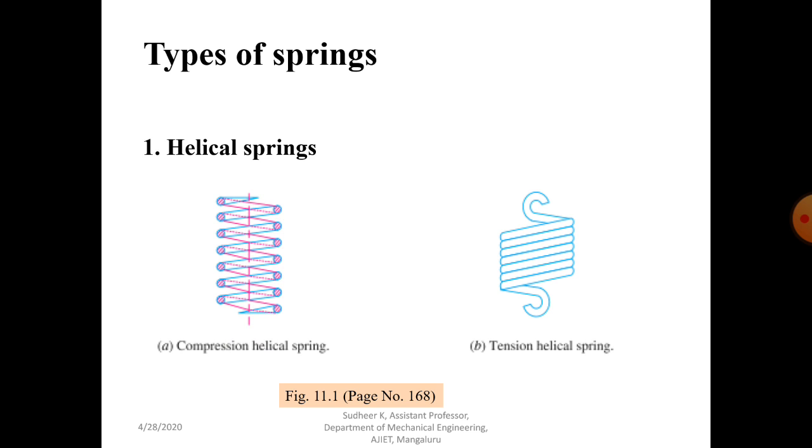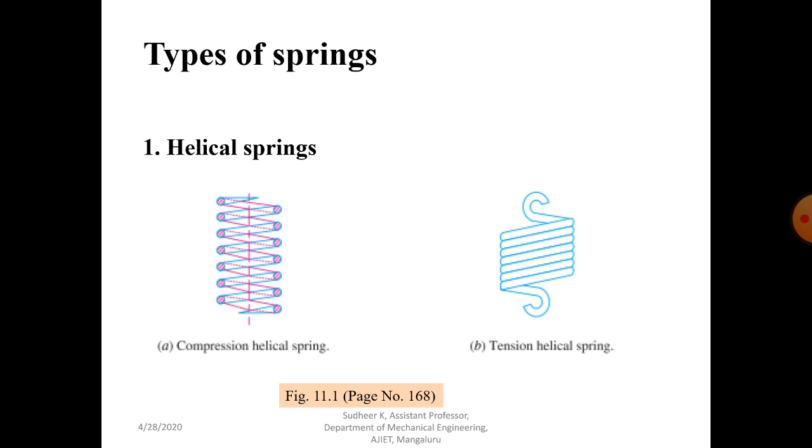Meanwhile, in the tension helical spring, what will happen? The external force tends to stretch the spring. In other words, the spring will elongate because of the tensile force. In both cases, the external force acts along the axis of the spring and induces torsional shear stress in the wire.